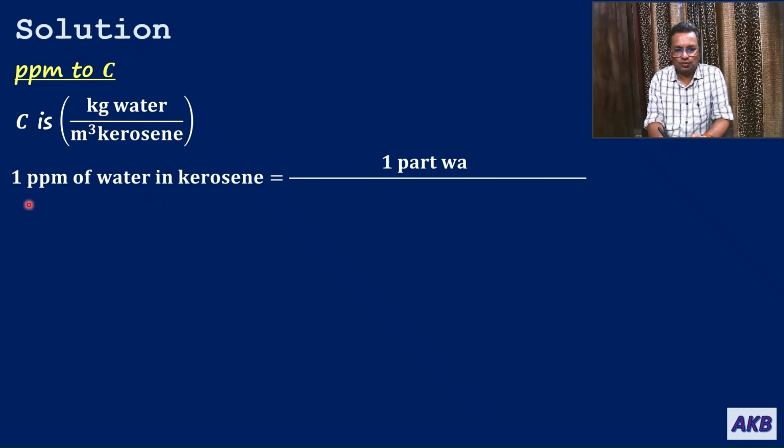For that we know that a concentration of 1 ppm of water in kerosene is 1 part of water in 10 to the power 6 parts of water plus kerosene. So in 10 to the power 6 parts of water plus kerosene, there is 1 part of water in it. That is 1 ppm. 10 to the power 6 is 1 million, so it would be parts per million.